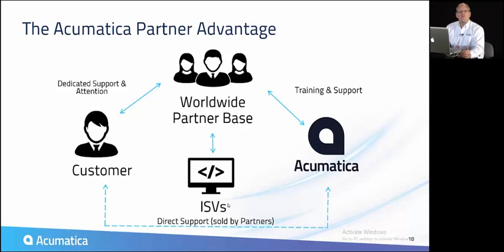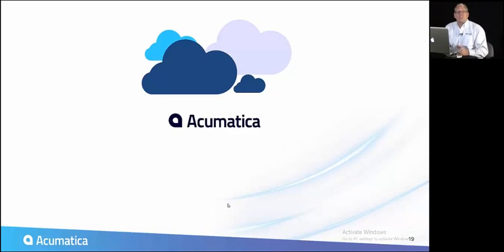We have independent software vendors who deliver additional solutions, as I talked about before, those complementary solutions they deliver on top of our platform. But for those customers and partners who want to do so, we also have a direct support offering. And that direct support offering gives you as a customer the ability to get support directly from Acumatica, but that is delivered and facilitated by your Acumatica partner. So the partner channel is absolutely critical to making sure that we can deliver our products and our solutions successfully for you, our customers.